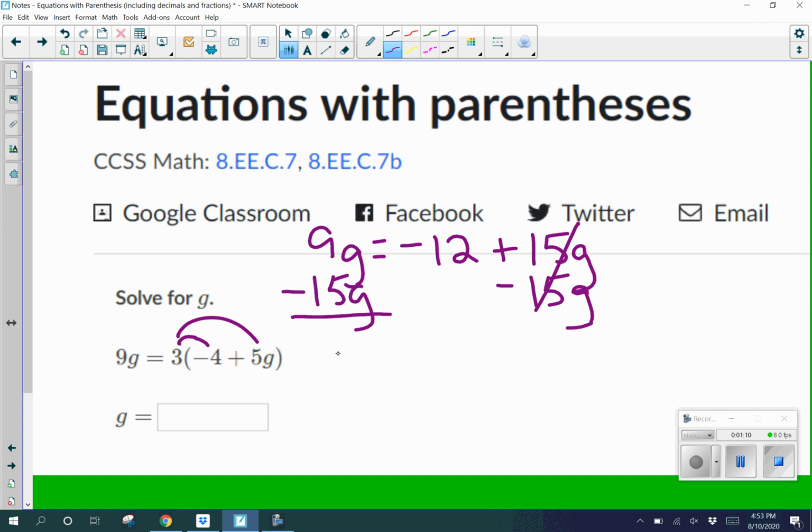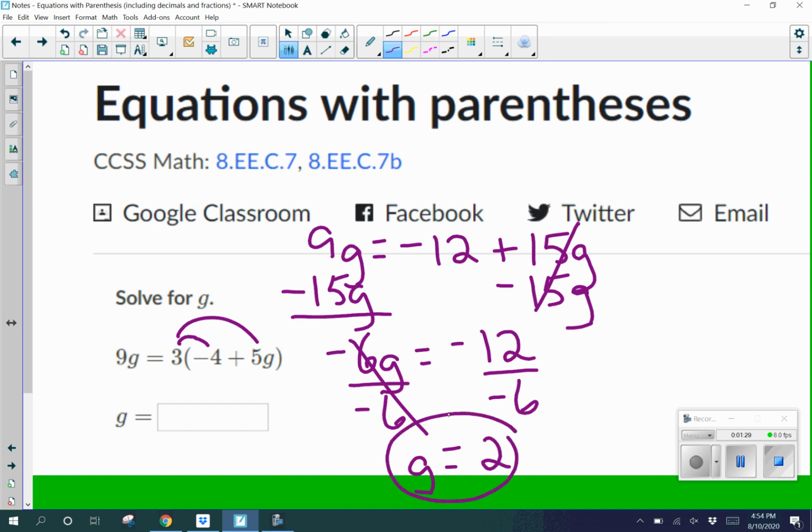9g minus 15g is going to leave me with a negative 6g. I still have negative 12 on the right-hand side. And then my last step is to just divide through by negative 6. And that's going to leave me with g equals, I've got a negative divided by a negative, which is a positive, and 12 divided by 6 is 2. So g is going to equal 2.